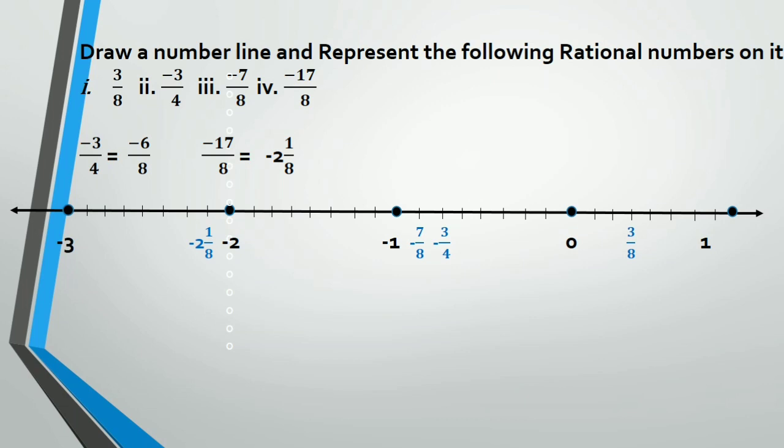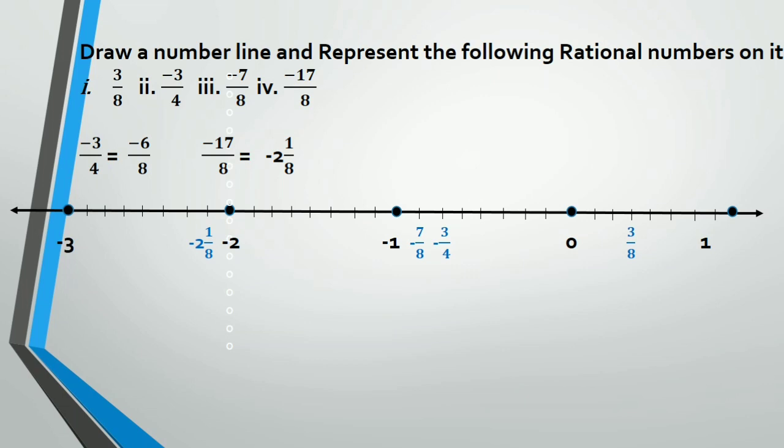So first of all, we need to make the denominators of these rational numbers equal. So we know that minus 3 by 4 is equal to minus 6 by 8, by converting it into an equivalent rational number by multiplying by 2 on both numerator and denominator. So minus 3 by 4 is minus 6 by 8. We also need to convert the improper fraction into a mixed fraction. So we have minus 17 by 8 converted into minus 2 whole 1 by 8.